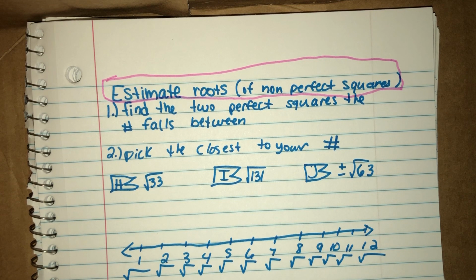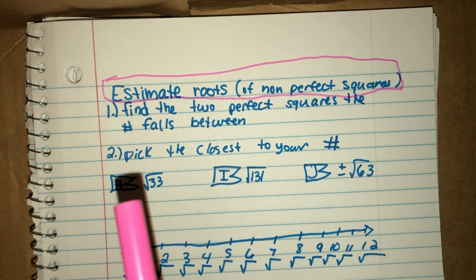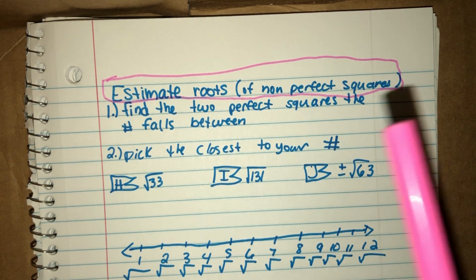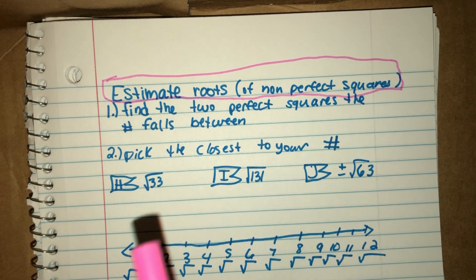All right, I'm gonna go through examples H through J with you really quick. So this is all about estimating roots of non-perfect squares. That's what you do when you find the two perfect squares that the number falls between and then pick the number that is closest to yours. It's kind of like rounding, but with square roots.